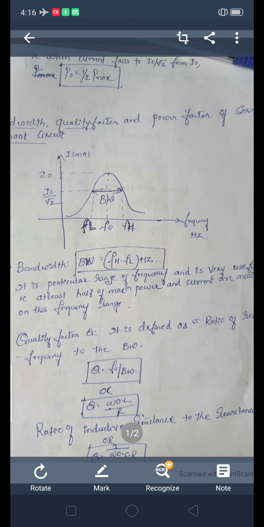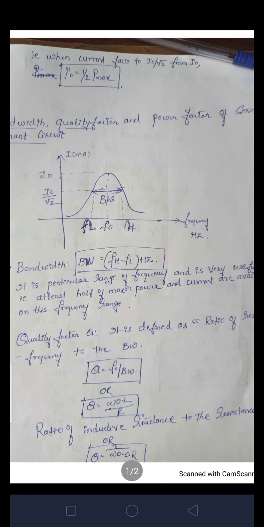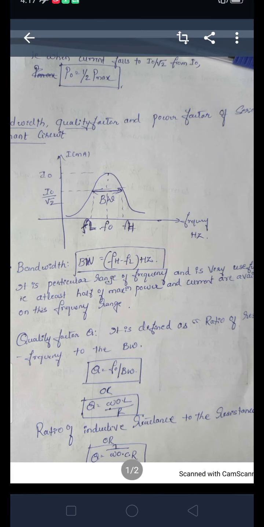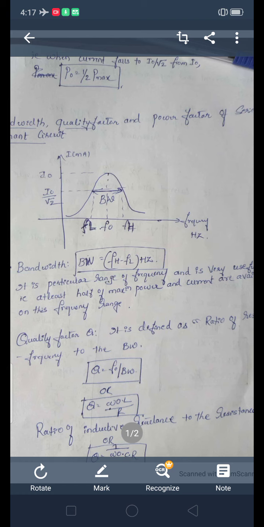If you see the frequency below this FL and above this FH, the power is still going to get reduced. So, the range of frequency what we are getting is the useful range. Why do we call this one as useful? At least here we will get the power half of the maximum value. If you go beyond this range, the power is still going to get reduced. So, bandwidth is the particular range of frequency which is very useful.